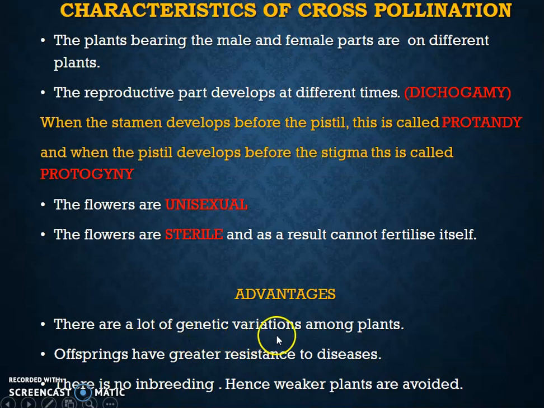Advantages: we have a lot of genetic variation, so we have different kinds occurring. Then the offspring are more resistant to disease, meaning because they occur at separate places under different conditions, the disease that will affect one plant at one site will not affect the other plant. And then there's no inbreeding, in the sense that because the male and female parts don't occur on the same flower, you cannot have self-fertilization, and therefore you will not have inbreeding, and hence weaker plants are avoided.